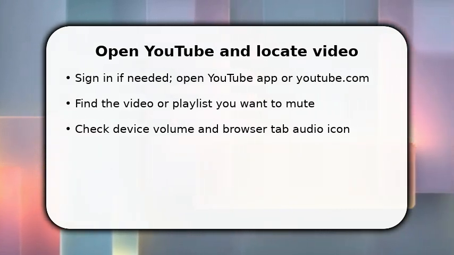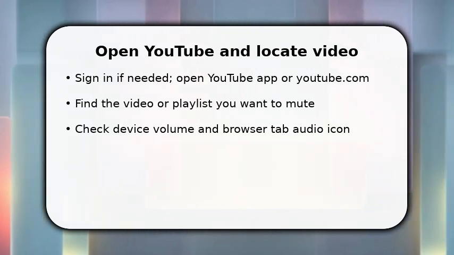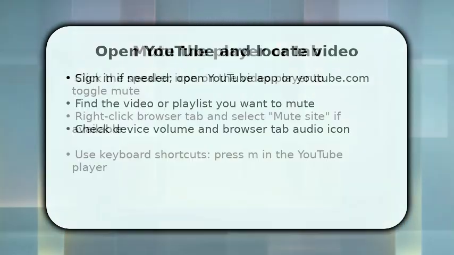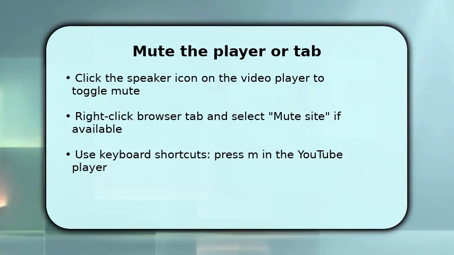Next, focus on the video player controls at the bottom right. Those are where you'll take the first actionable step to remove sound. Now mute the audio in the player itself. Click the speaker icon in the lower left corner of the video until the volume reads 0.